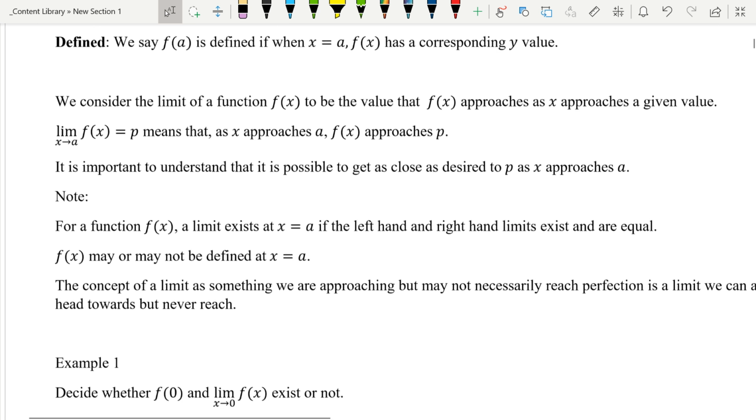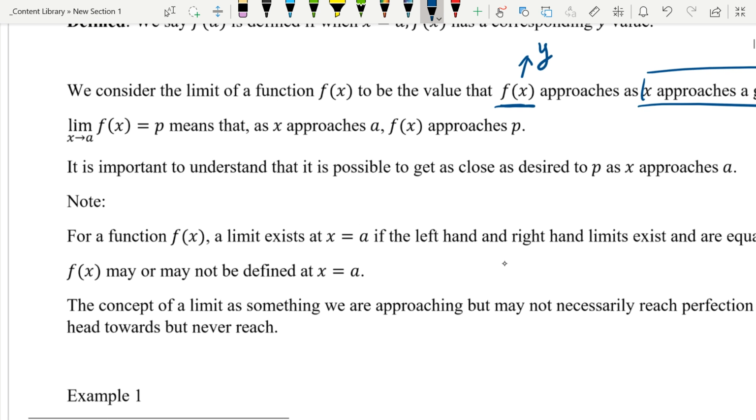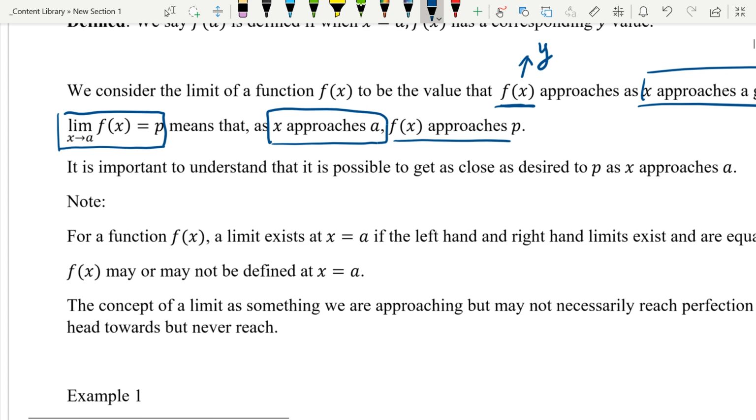Limit means we consider the function f(x), or let's say f(x) is just y, and what y approaches as x approaches a given value. So that's the meaning of limit. So the limit as x approaches a of f(x) equals p. Just look at this expression. I know it's something you haven't learned, but that means x approaches a, and f(x), which I change to y to make it easier, approaches p.